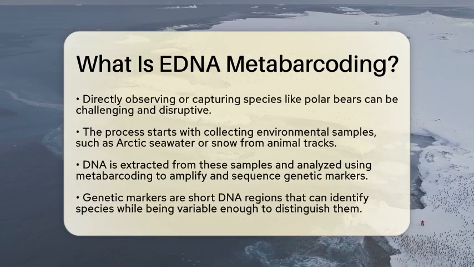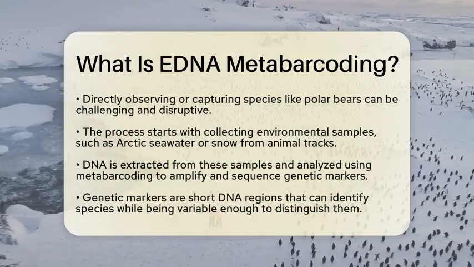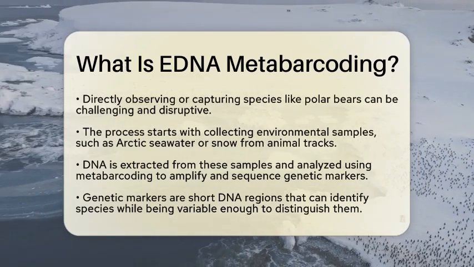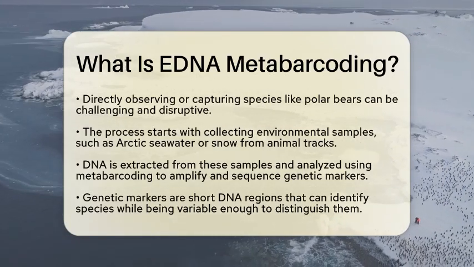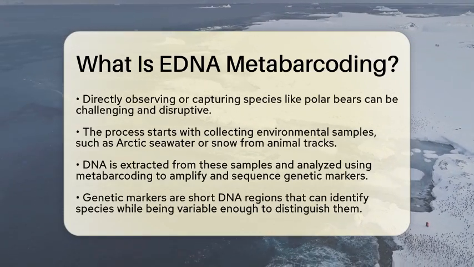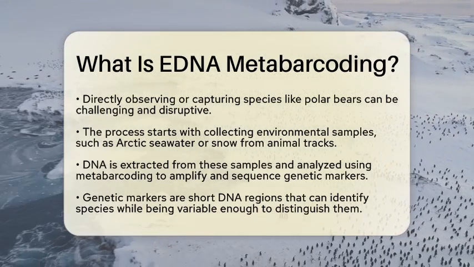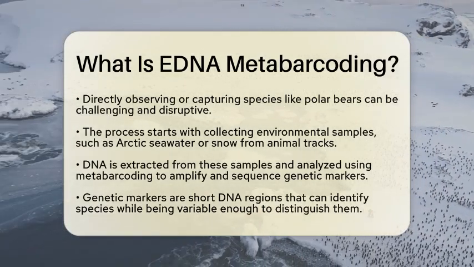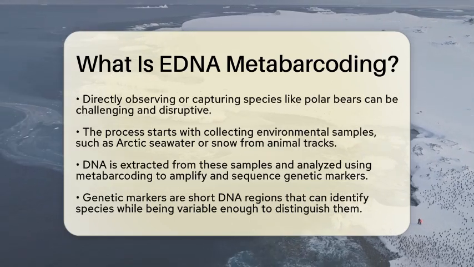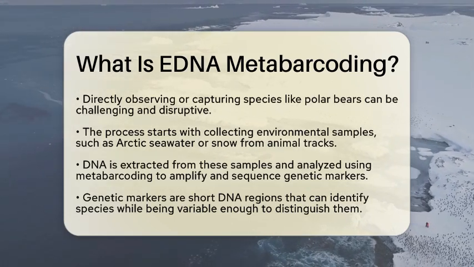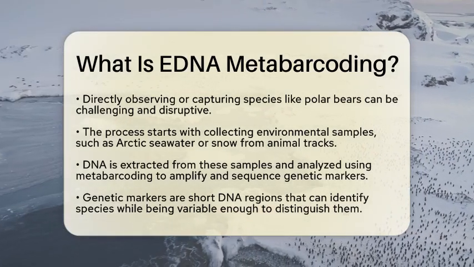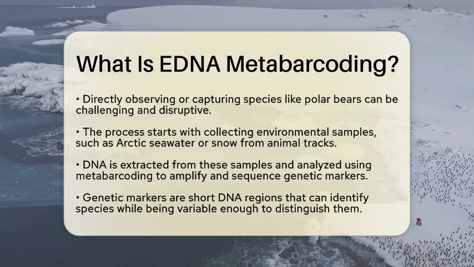The process begins with collecting environmental samples, such as water from Arctic seas or snow from polar bear tracks. These samples contain tiny amounts of DNA shed by organisms. Scientists extract this DNA and use metabarcoding, which involves amplifying and sequencing specific genetic markers. These markers are short DNA regions common across many species but variable enough to distinguish them. By comparing the sequences to reference databases, researchers can identify the species present in the sample.